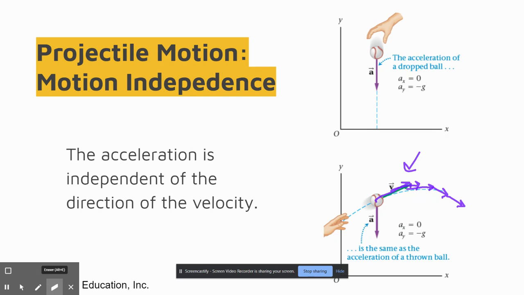So in this particular case, we would see our acceleration in the x direction is 0, but our acceleration in the y direction is going to be gravity. Well, negative gravity.